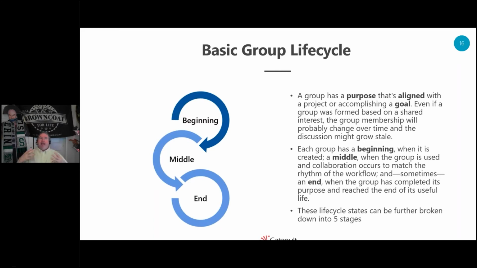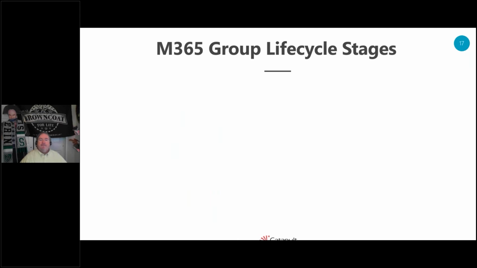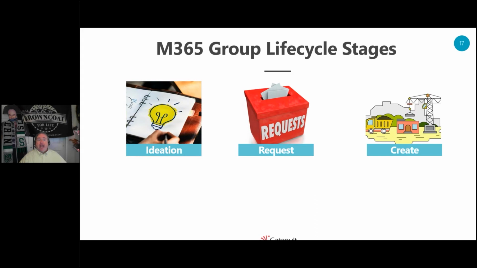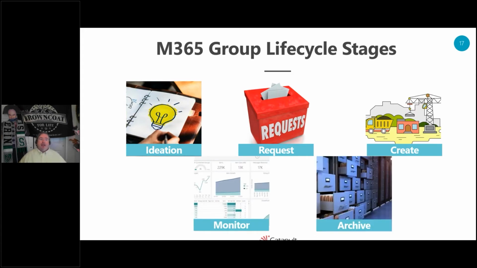And that gets into this idea of, from a beginning into a middle when it's being used, we do have to have an end phase, okay? And so it's important for us to understand what that end phase is. So I've taken this and I've kind of built the 5 stages of group lifecycle, okay? And these are ideation, request, create, monitor, and archive, right?